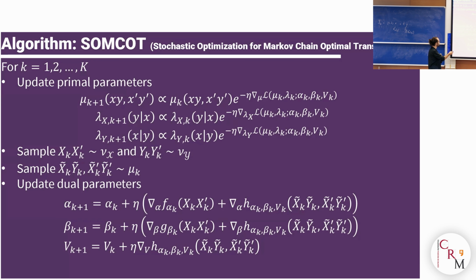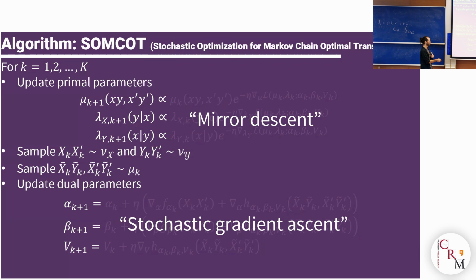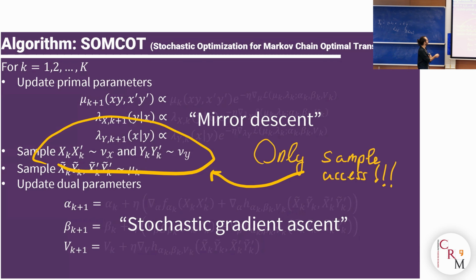So in particular, this is the algorithm. I know that this looks like a bit of a horrible mess again, so I'm going to simplify it for you and say that for the primal variables, we're going to be doing some incremental updates that are called mirror descent. And for the dual variables, we are essentially doing stochastic gradient descent, thanks to the fact that we have the Lagrangian as an expectation. Importantly, these SGD steps only require sample access to nu x and nu y. It never requires access to the transition kernels. I never need to have random access to the transition kernel. I only have samples from nu x and nu y.